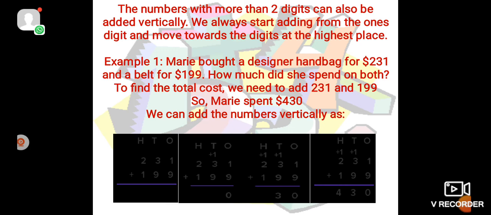Here what we are getting: 1 plus 9 equals 10. So we will write 0 in the ones place and carry forward 1. Then what to add in the tens place? We have to add 1 plus 3 plus 9. That means 3 plus 1 is 4, 4 plus 9 is 13. 13 is again a two-digit number. So we will put 3 in the tens place and carry forward 1 to the hundreds place. So what will we add in the hundreds place? The carried 1 plus 2 plus 1. That means 1 plus 2 is 3, 3 plus 1 is 4.